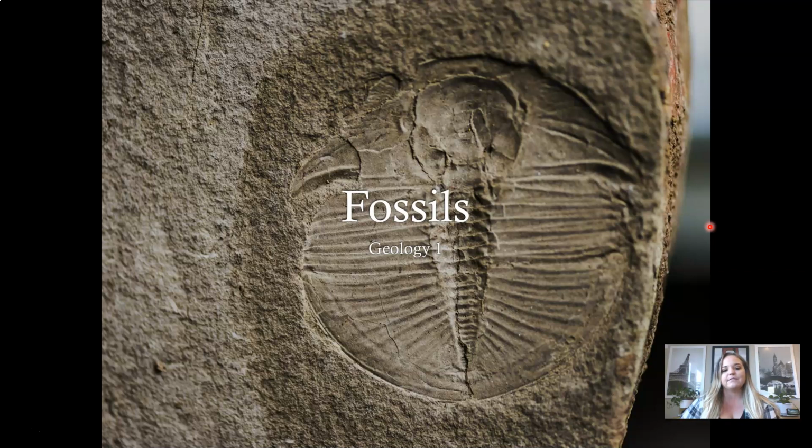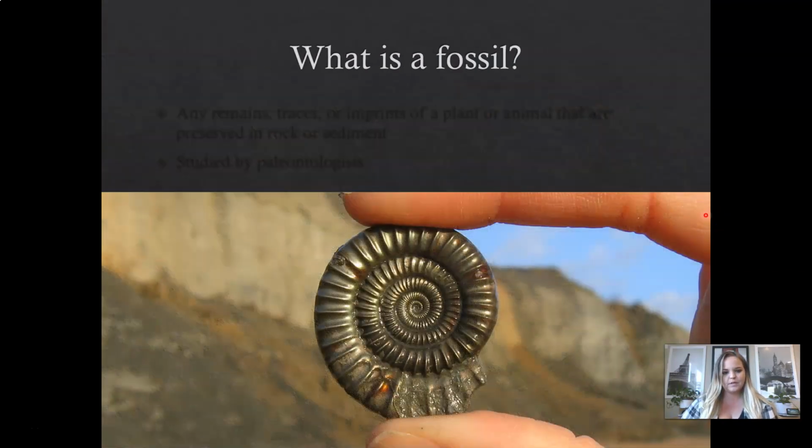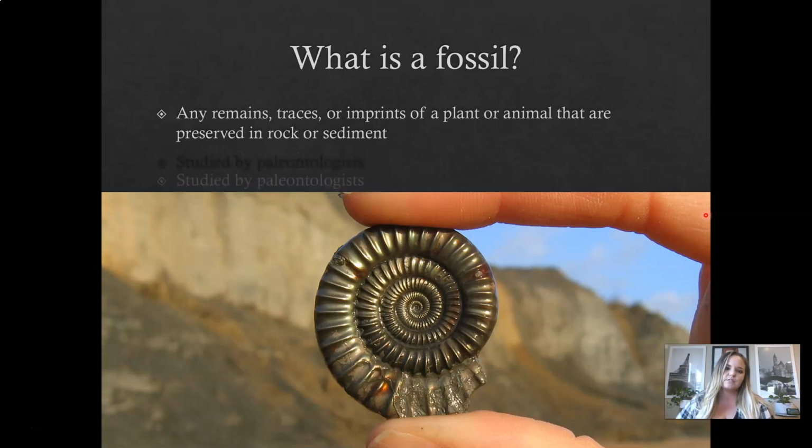Today we're going to be talking about fossils, so let's get right into it. So first of all, what is a fossil? A fossil would be any remains, traces, or imprints of a plant or animal that are preserved in rock or sediment. And these are studied by paleontologists, not to be confused with archaeologists.